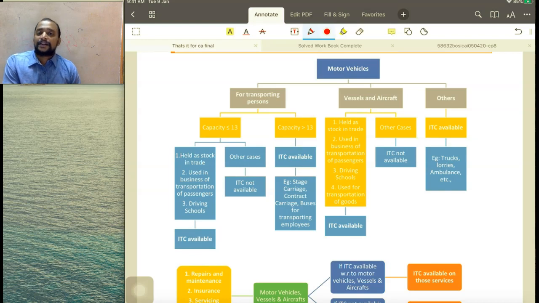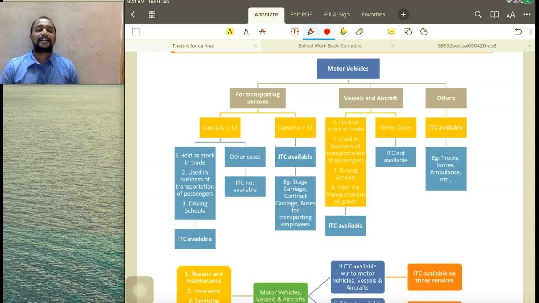Now, there is a chartered accountant who purchased a car in his business name. Can he take ITC with respect to the car purchased? Car will come under transportation of passengers. Capacity does not exceed 13. Is chartered accountant given under these 3 exceptions? No. Therefore, ITC is not available. Then another example. There is a manufacturing company which purchased a truck for transportation of goods. Can it take ITC? First, truck is not coming under motor vehicles for transportation of persons, vessels and aircrafts. It comes under others. Yes, ITC is available.